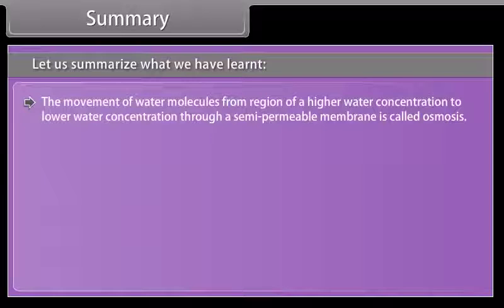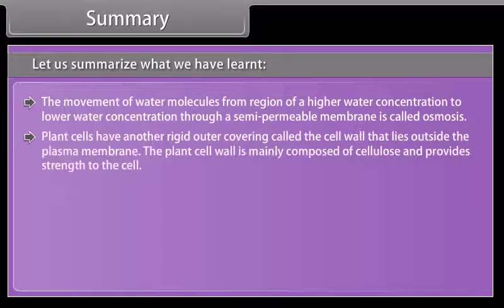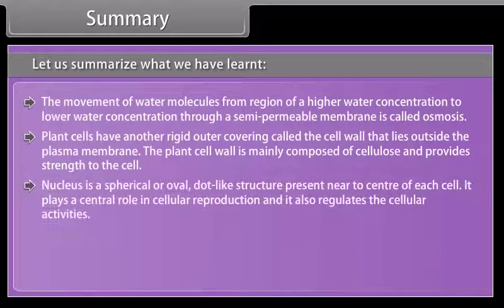is called osmosis. Plant cells have another rigid outer covering called the cell wall that lies outside the plasma membrane. The plant cell wall is mainly composed of cellulose and provides strength to the cell. Nucleus is a spherical or oval, dot-like structure present near the center of each cell. It plays a central role in cellular reproduction and it also regulates the cellular activities.